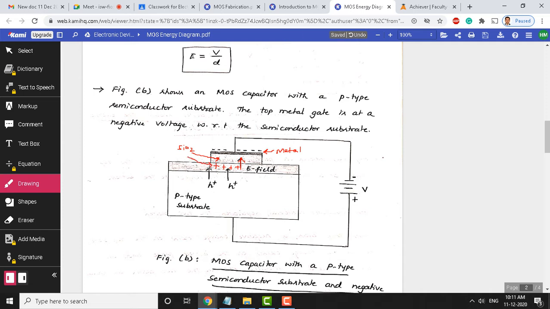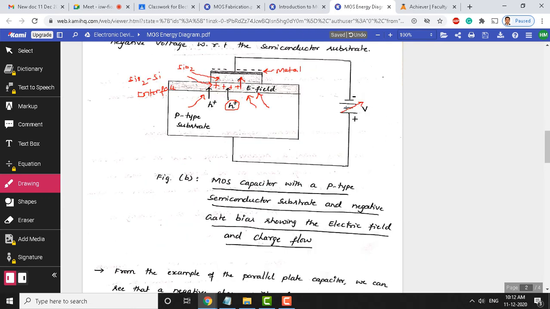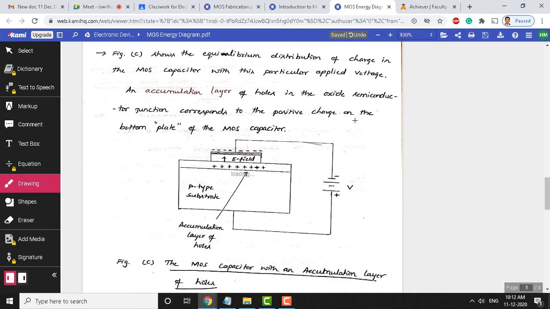This is called the oxide semiconductor interface, the SiO2 and silicon interface. In this region you are going to see positive charges accumulating. The more negative voltage you apply, the more and more positive charges accumulate here. The direction of hole movement is shown here: from the entire substrate region, the holes keep moving into the oxide semiconductor interface. This is for the negative voltage we applied, and let us see the opposite voltage.